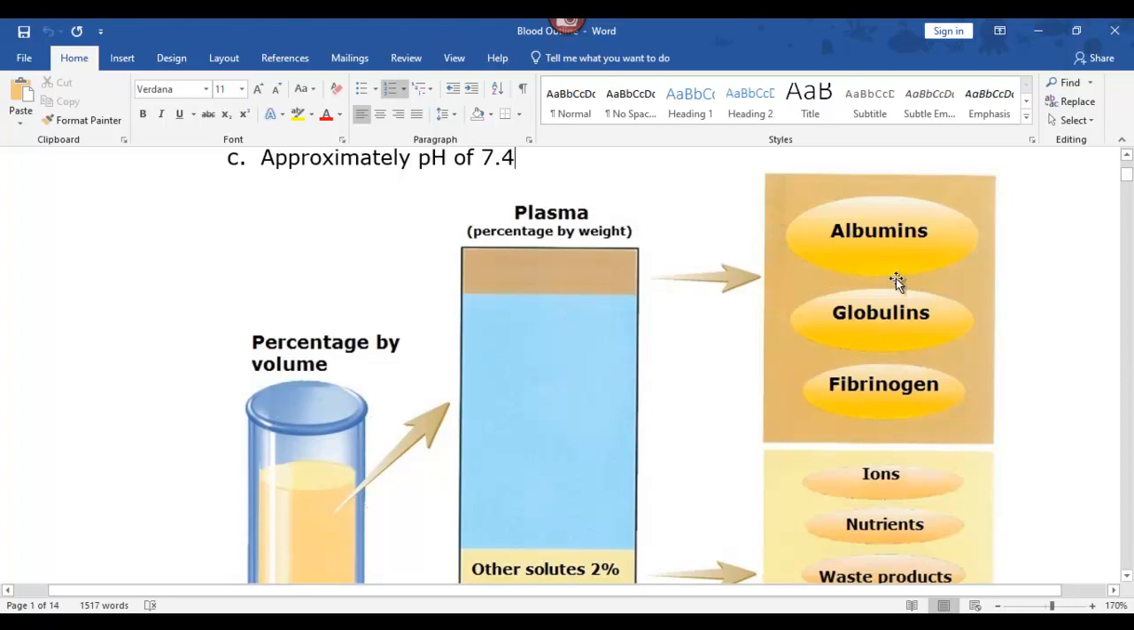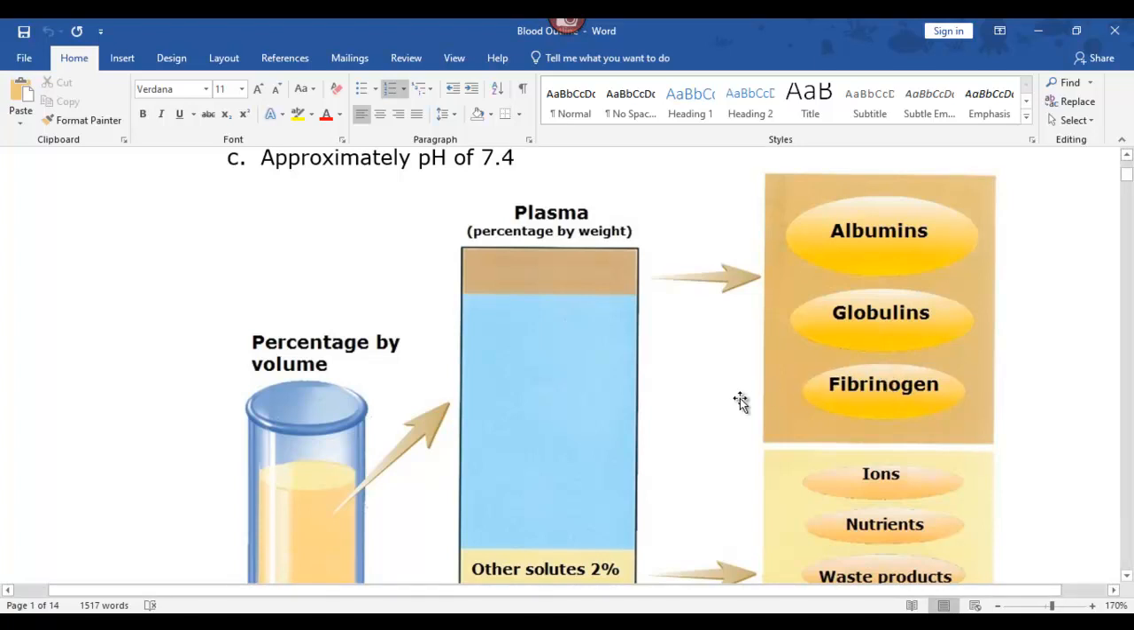Albumins here, those are actually little proteins in blood. They're carriers. They help maintain the osmotic pressure of blood. Probably the important ones are these two. Globulins are a whole category of substances. We're worried about what are called immunoglobulins, which have to do with immunity and antibodies, that kind of thing. And then fibrinogen is a clotting agent.